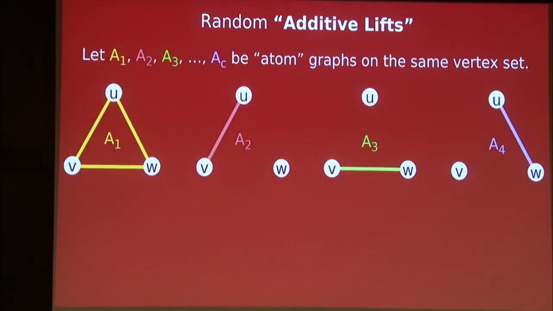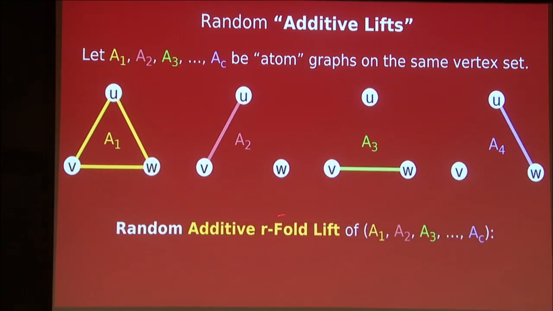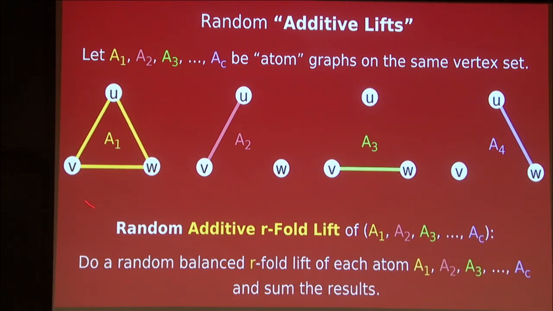OK, now, finally, I'm finishing defining additive lifts. If you have your four atoms, what do you do? You do a random additive R-fold lift this way. You do a random balanced lift for each of the atoms, and then you sum them. So if R is four, you make these four disjoint triangles, four disjoint edges, four disjoint edges, four disjoint edges in this permutation-based way, and you sum the results.